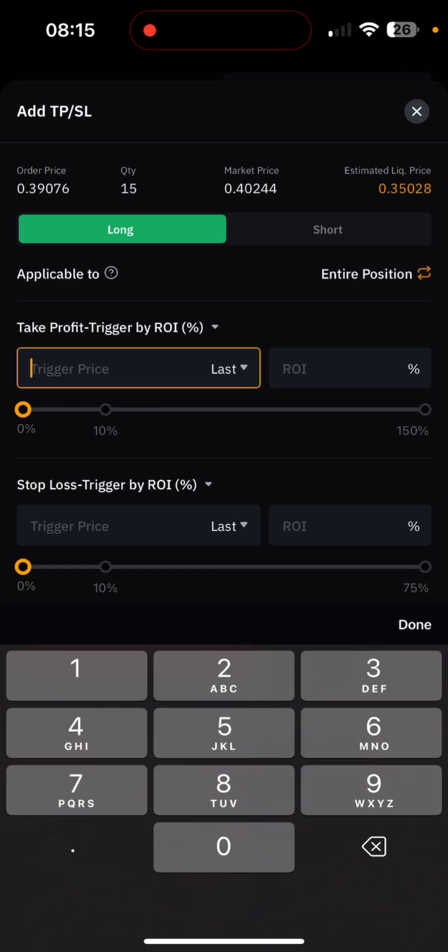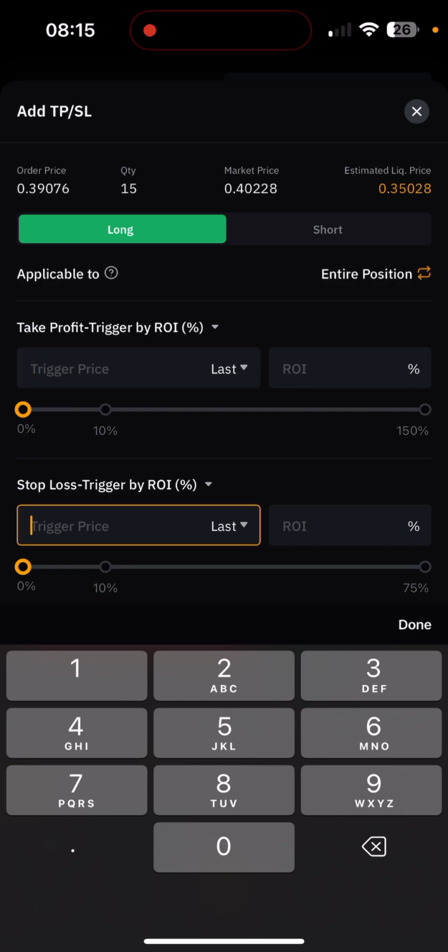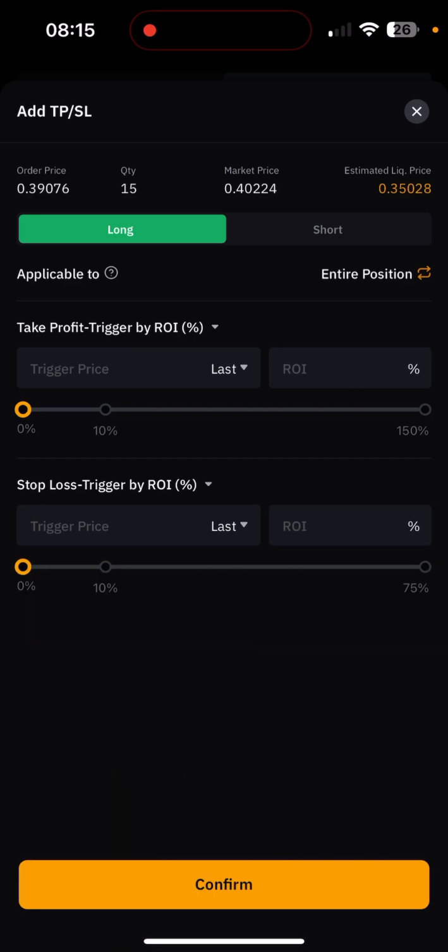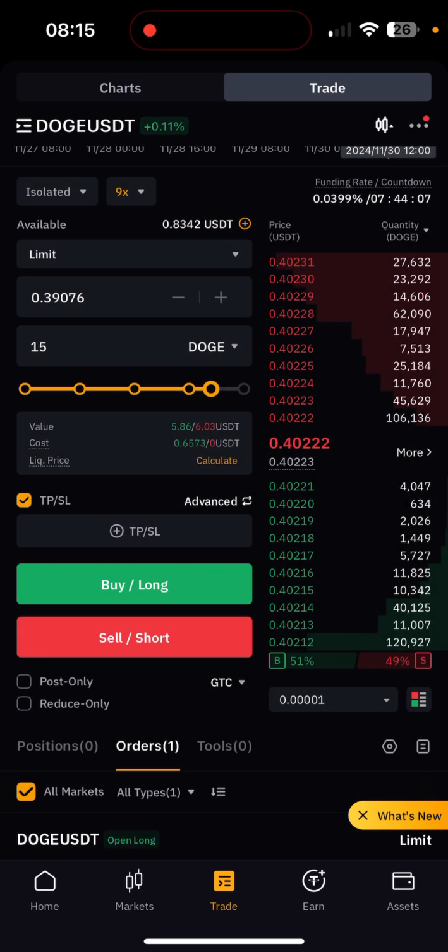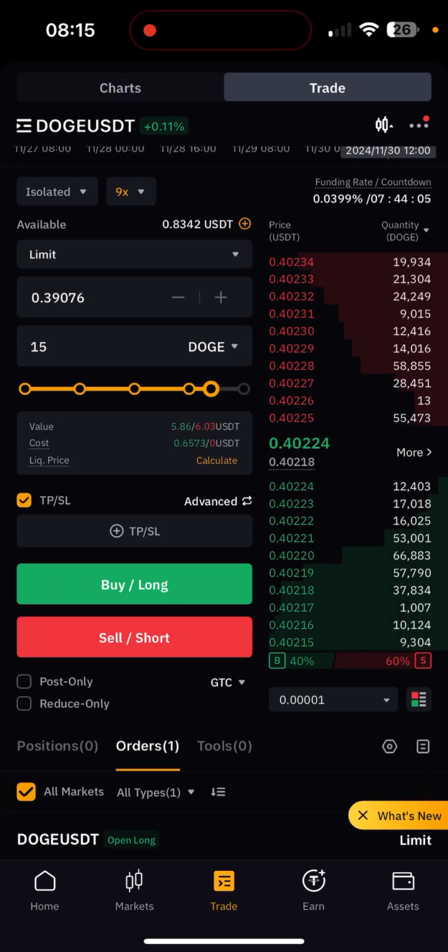You go to the SL, which is the stop loss trigger. You type it here. Once you are done typing this, you go over and confirm it. When you have finished typing, you confirm it below. Once you have confirmed it, you have actually set this TP and SL here.